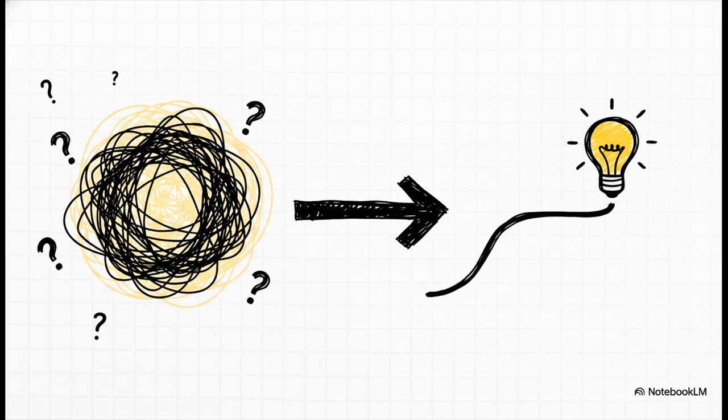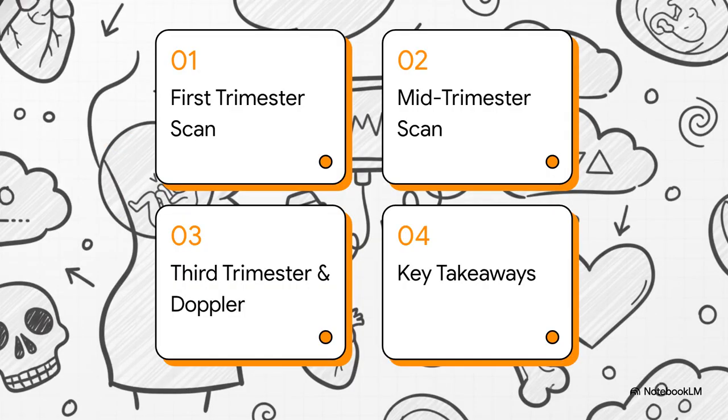By the end of this session, you're going to have a structured understanding of how we use ultrasound throughout pregnancy and, more importantly, why we do it. We're going to follow a really logical path, one that actually mirrors pregnancy itself. We'll kick things off in the first trimester, where it's all about dating the pregnancy and checking for viability. Then we'll move into that all-important mid-trimester for the detailed anomaly scan. We'll wrap up in the third trimester by looking at growth and the power of Doppler studies. And then we'll bring it all home with the key takeaways you absolutely need to know.